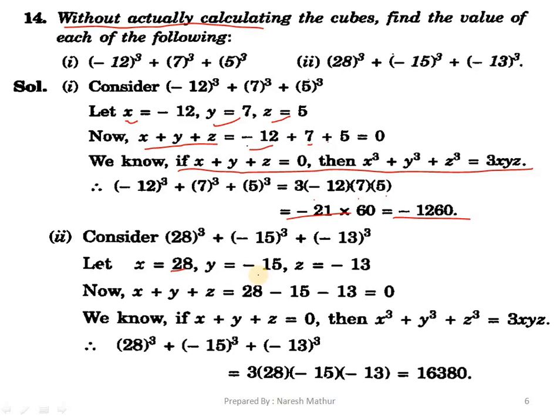Similarly, in the next one, 28 minus 15 minus 13, it will become 0 when we add all the three numbers. So if x plus y plus z equals 0, then x cube plus y cube plus z cube equals 3xyz. So we just need to multiply 3 into 28 into minus 15 into minus 13. So we'll get the answer 16,380, and it will be positive because we have two negative signs here.